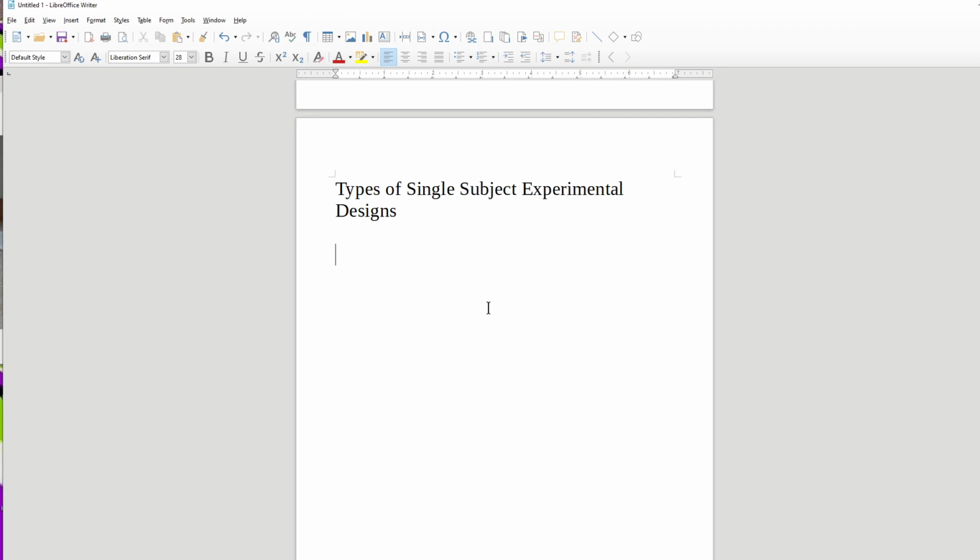Okay, so the first one I want to talk about is the reversal design, and it's sometimes called the ABAB design. You can use either term that you'd like. In reversal design, behavior is observed.